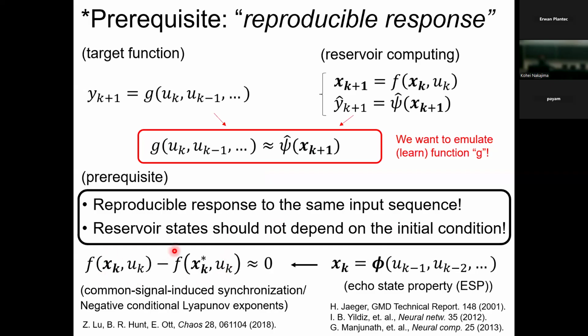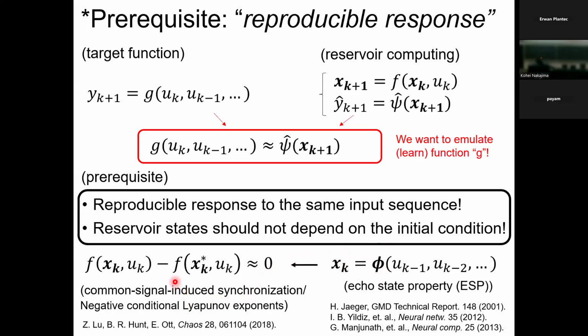So you prepare your reservoir and run it from different initial conditions. Then you inject your input stream, and the responses start to synchronize. It means that your reservoir state is only a function of the previous input. So it forgets about the initial condition, and there is no dependency on the initial condition. This is the important property that makes your reservoir successful.